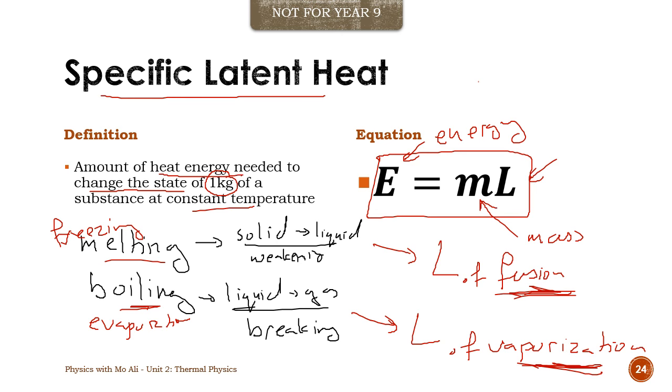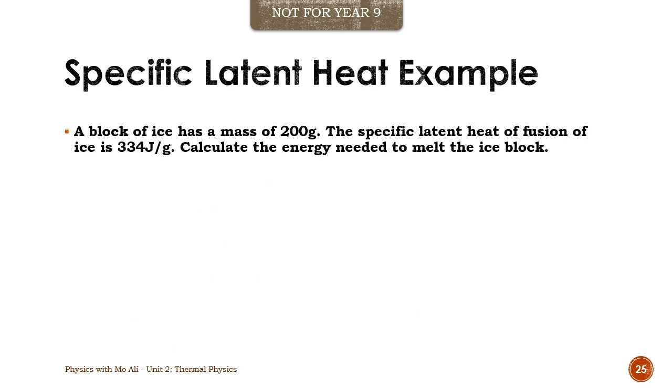Let's see how we use the equation. Because remember, the target is to calculate how much energy you need to melt or boil something. So in this example, it says a block of ice has a mass of 200 grams. The specific latent heat of fusion of ice is 334 joules per gram, as in how much energy you need per gram. Calculate the energy that you need. He wants the energy, and I have the M and the L, and notice he said latent heat of fusion because he knows he's talking about melting.